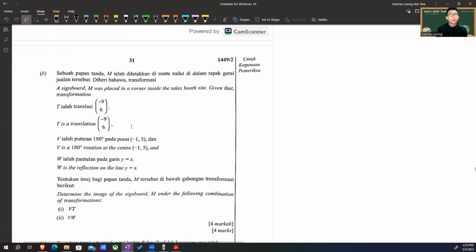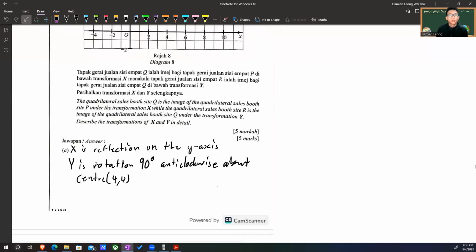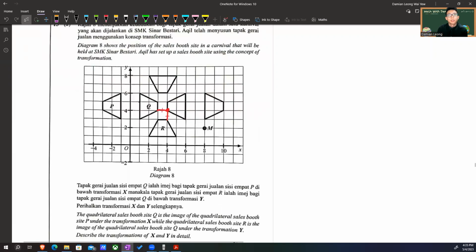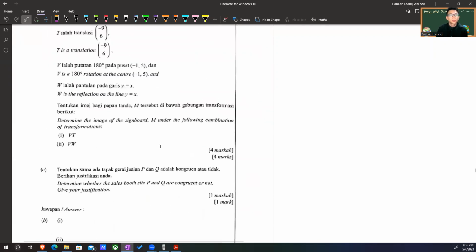Then if you look at part B, I'm given transformations T, V, W. So determine the image of signboard M under the following combination of transformations. M starts at 8, 2. Okay.